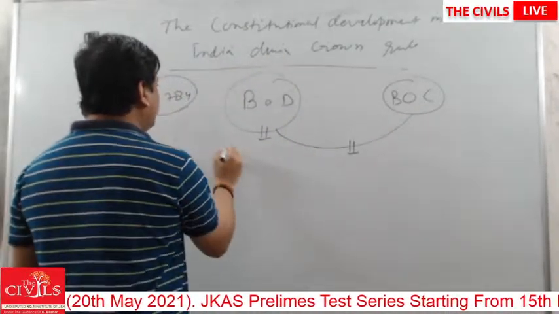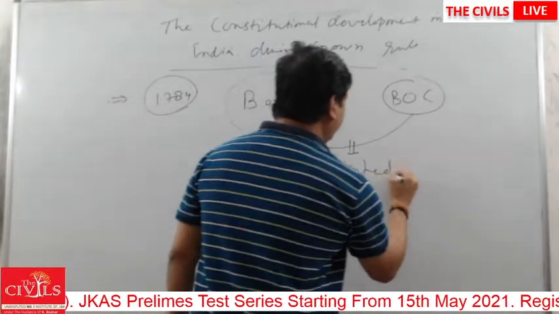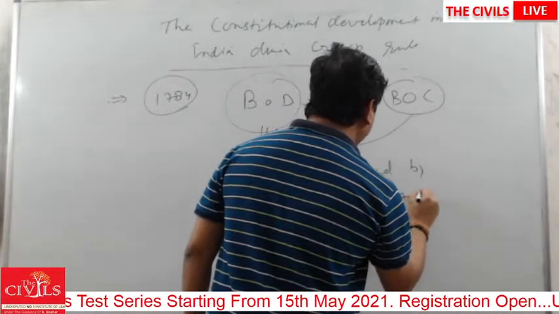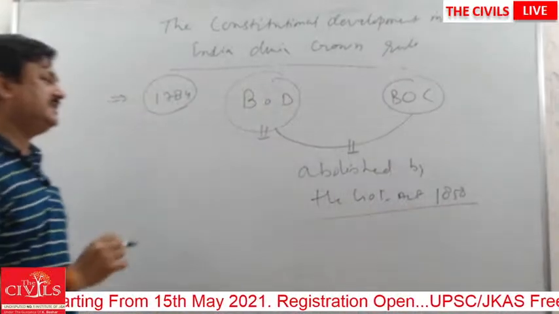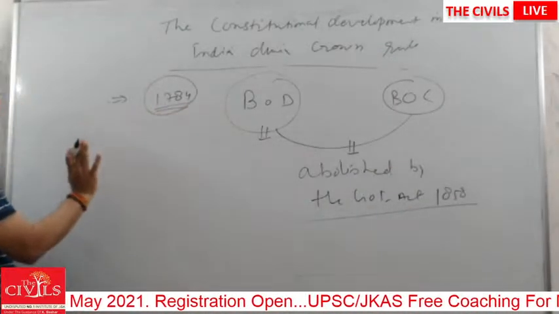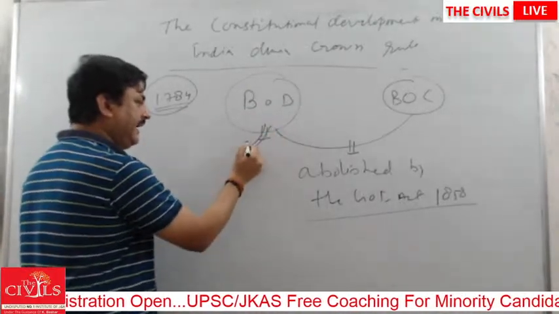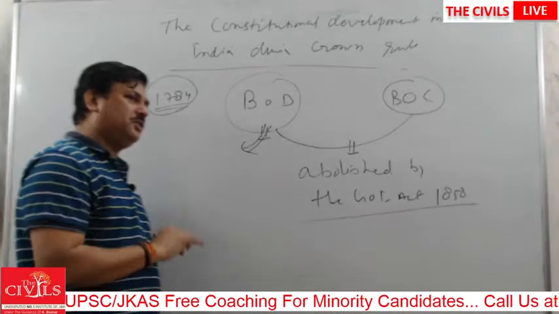Okay, this system was abolished by the Government of India Act 1858. This system was established in 1784. Okay, this is very important. The Board of Directors was responsible for the commercial administration. And the Board of Control had 6 members.